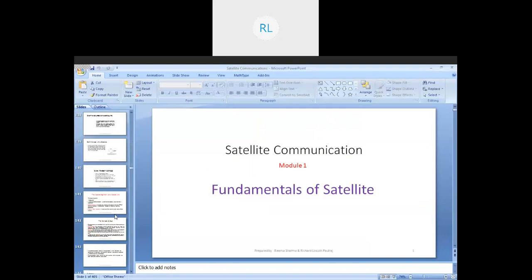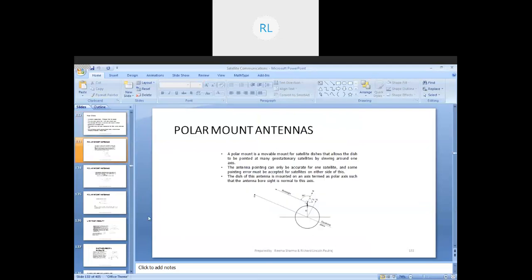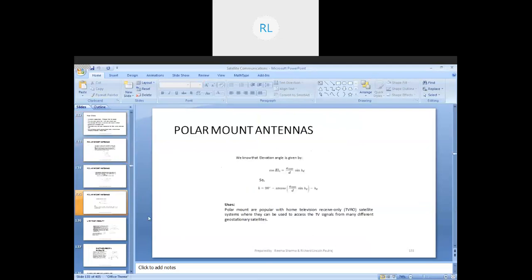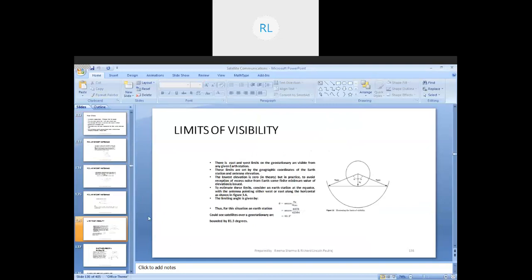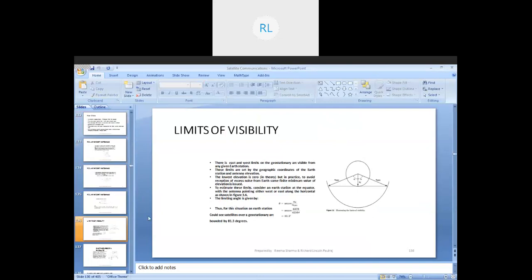Yeah, we studied geostationary orbits, right? Then we also looked at the polar orbits, and it has an inclination of about 90 degrees because we are to check for the polar regions, which is in the north and south, right? Okay, we looked into polar mount antennas and the formulas associated, and the limits of visibility.